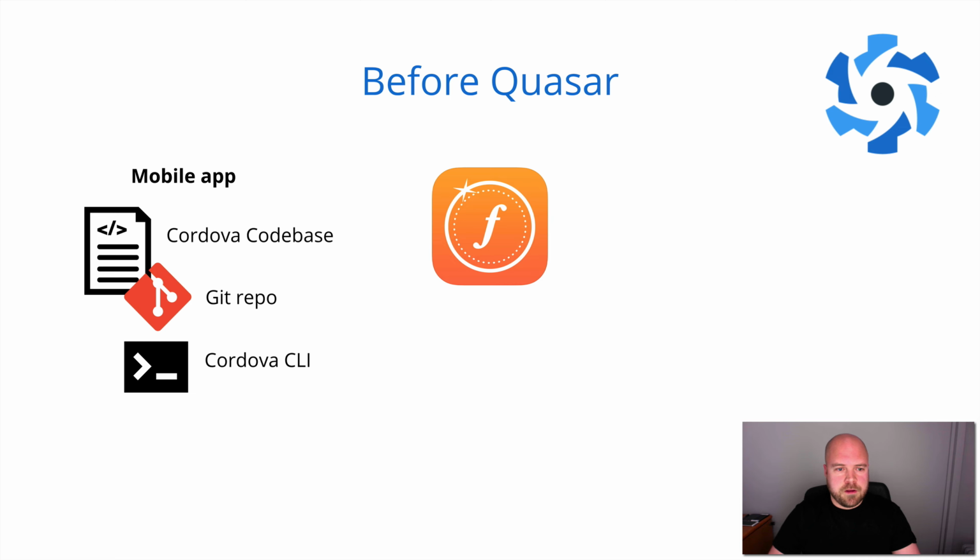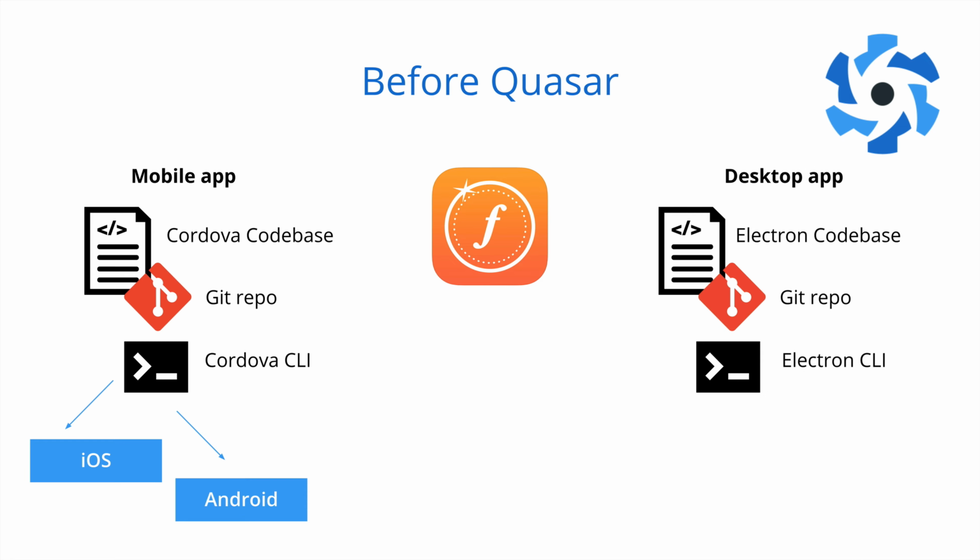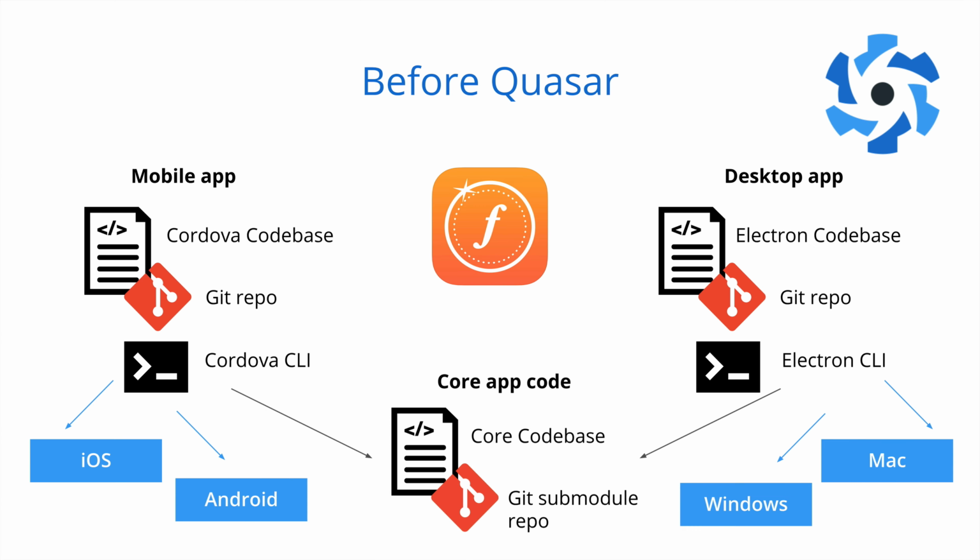So first of all, I had a code base for the mobile app, which had its own Git repo, and I would use the Cordova CLI to generate the iOS and Android versions of the app. Then I had a desktop app, which had its own Electron code base, its own Git repo, and I would use the Electron CLI to generate the Mac and Windows versions of the app. In addition to that, I had another code base, which was the core app code base, which had its own Git repo, which was a submodule of the other two repos.